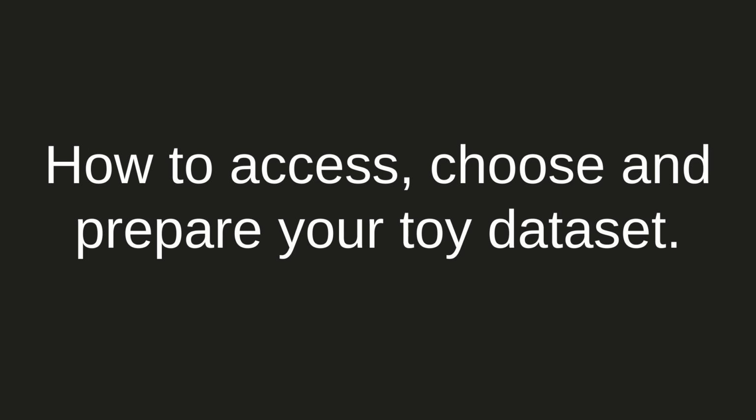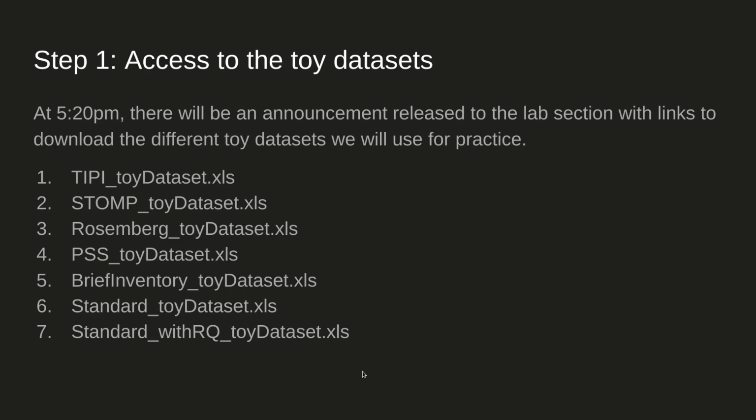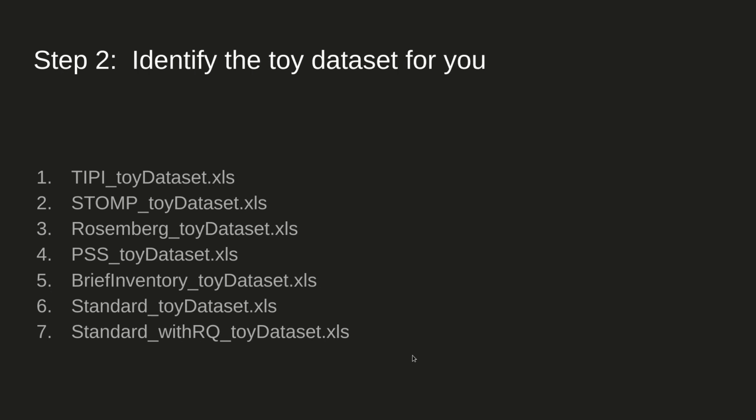Okay, so let's start by covering the ground rules. How are we going to access, choose, and prepare your dataset? First of all, how are we going to access the toy datasets? We are going to have to wait until 5:20. If 5:20 already happened, then there should already be a Canvas announcement that contains the links to download the 7 different toy datasets that I prepared for our practice. Those are the names of the files that should appear on the Canvas announcement.